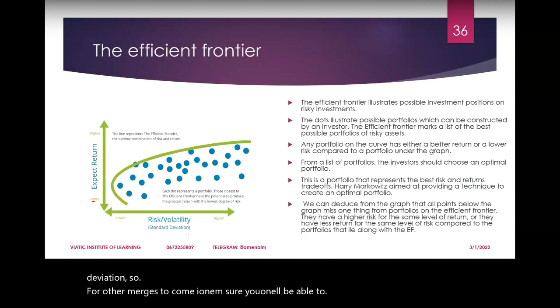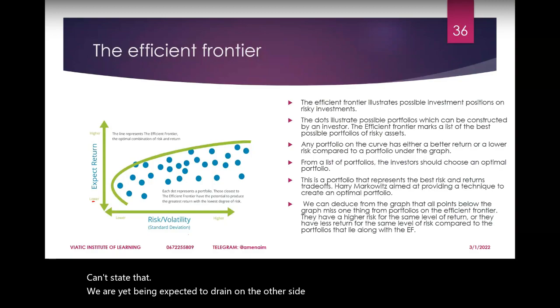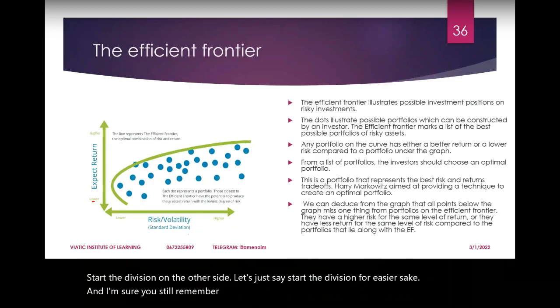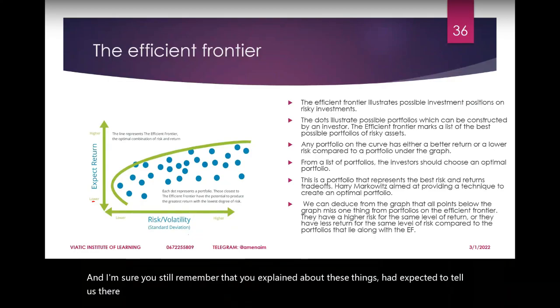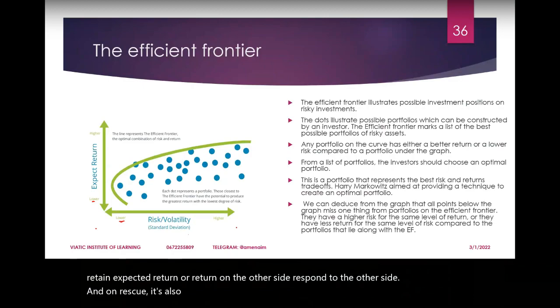I'm sure you'll be able to understand that. Then we're saying we're having expected return on one side, and standard deviation on the other side. Let's just say standard deviation for easier sake. And I'm sure you still remember that we explained about this. We said the expected return is the return, then standard deviation is the risk. So this efficient frontier here is measuring risk and return. Expected return on one side, risk on the other side. And on risk, it's also the same: lower risk starting from here, higher risk here.